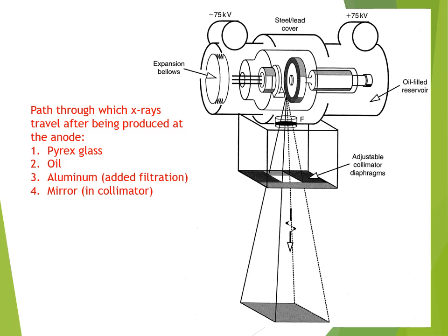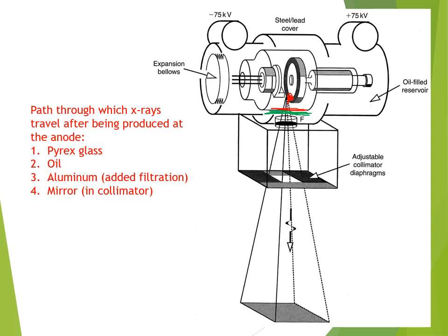Last but not least is the idea of exactly what happens after X-rays are produced and what happens to them. The path through which X-rays travel after being produced at the anode. The first thing they do is pass through the glass envelope. So the glass envelope is the very first thing. And then right after that, we have the oil. So the oil is in between here, and in fact, it's all the way around the X-ray tube itself and within the protective housing.